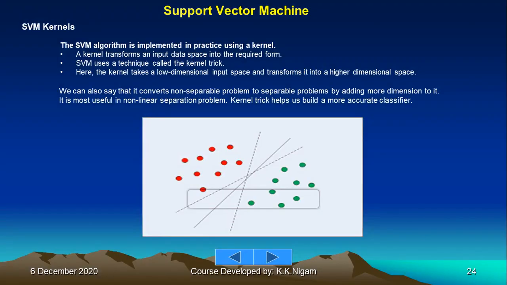Now SVM kernels. The SVM algorithm is implemented in practice using a kernel. A kernel transforms an input data space into a required form. SVM uses a technique called the kernel trick, and here the kernel takes a low dimensional input space and transforms it into higher dimensional space. We can also say that it converts a non-separable problem to a separable problem by adding more dimensions to it. It is most useful in non-linear separation problems. The kernel trick helps us build a more accurate classifier, which again you can see in this picture.